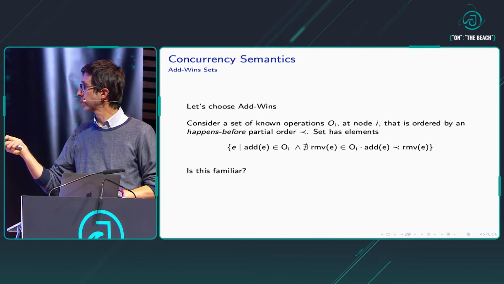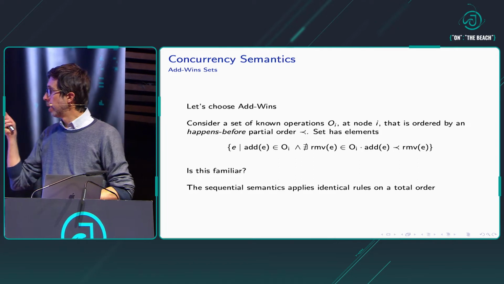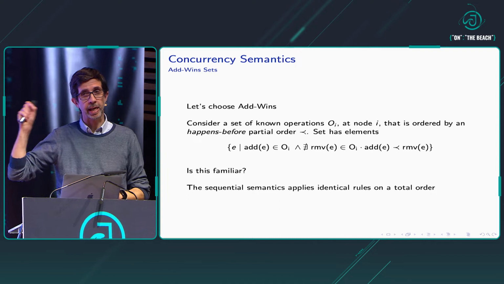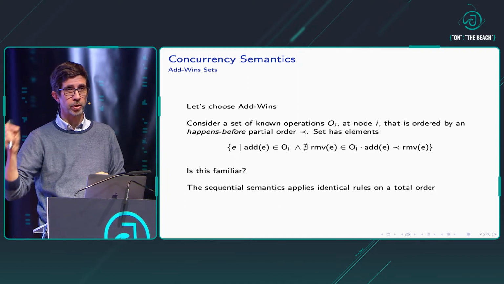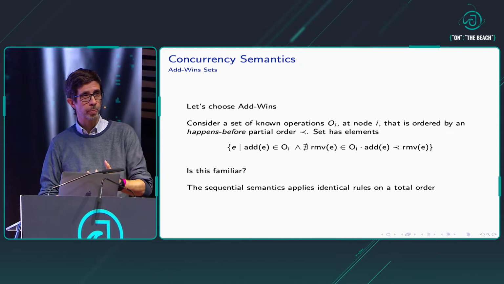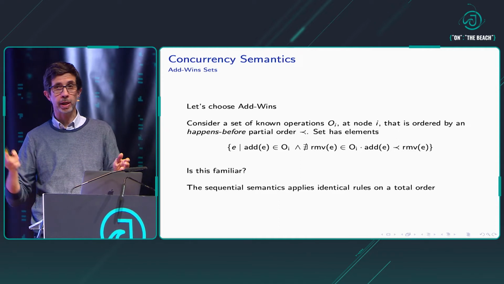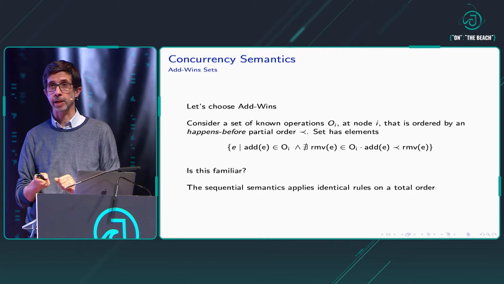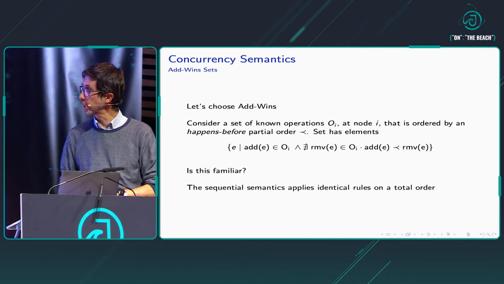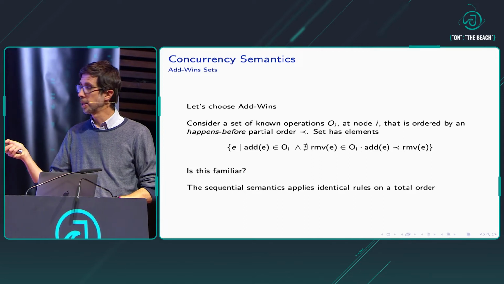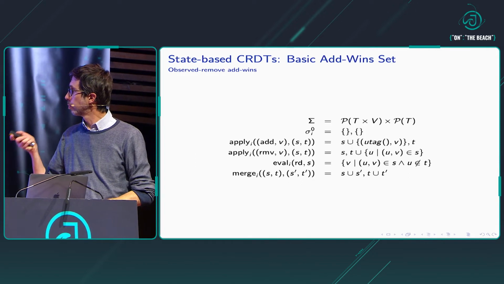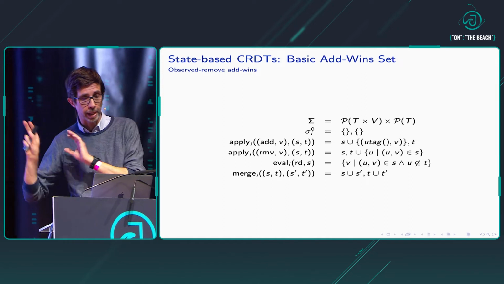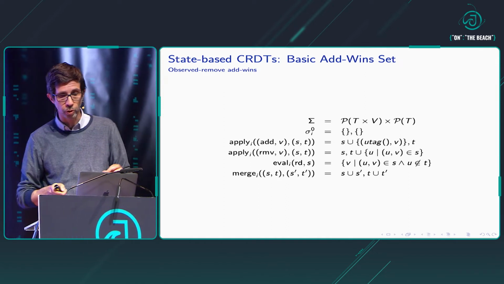So is this familiar? Actually, this is very similar to the spec that I gave for the total order, for the sequential set. Another interesting property you get here is that if you end up having a sequential execution, you get the same outcome with this kind of specification. You can also do this for the remove wins semantic. Before that, how can you implement this thing? And I will finish with that before transition to Nuno.